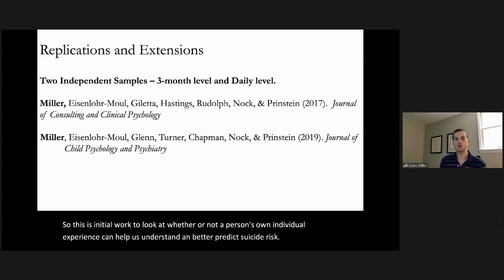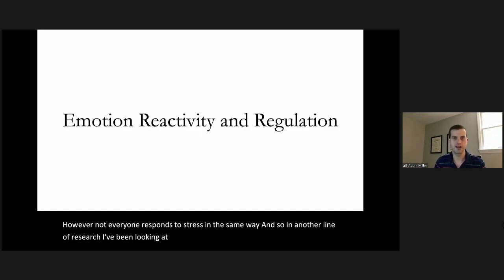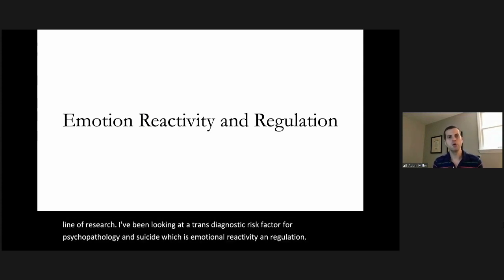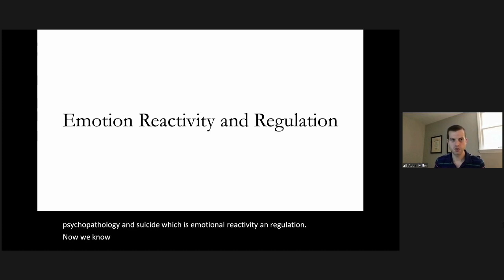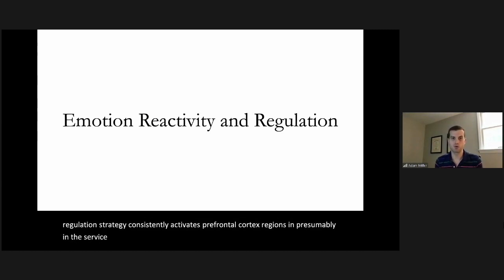However, not everyone responds to stress in the same way. And so, in another line of research, I've been looking at a transdiagnostic risk factor for psychopathology and suicide, which is emotion reactivity and regulation. Now, we know from some of our neuroscience research on emotion reactivity and regulation that the cognitive control of emotion, which is one type of emotion regulation strategy, consistently activates prefrontal cortex regions, and presumably in the service of downregulating subcortical activation.